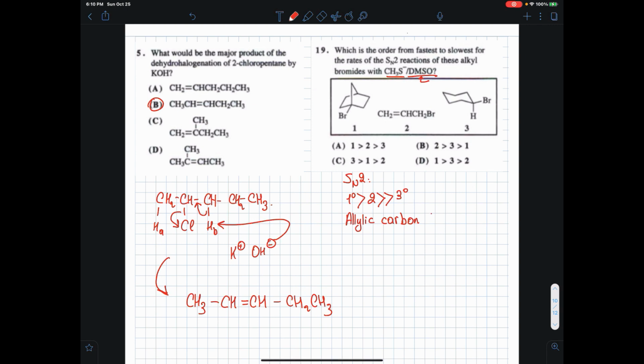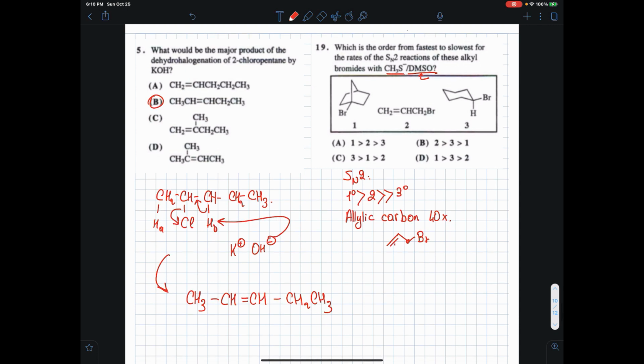The allylic carbon is about 40 times faster. By the way, remember the allylic carbon is the carbon adjacent to the double bond, and the reason why is because it is resonance stabilized. It can resonate. And there's one that is even faster, called the benzylic carbon, and that one would be about 100 times faster. And that would look something like this: a benzene ring with a bromine adjacent to it.